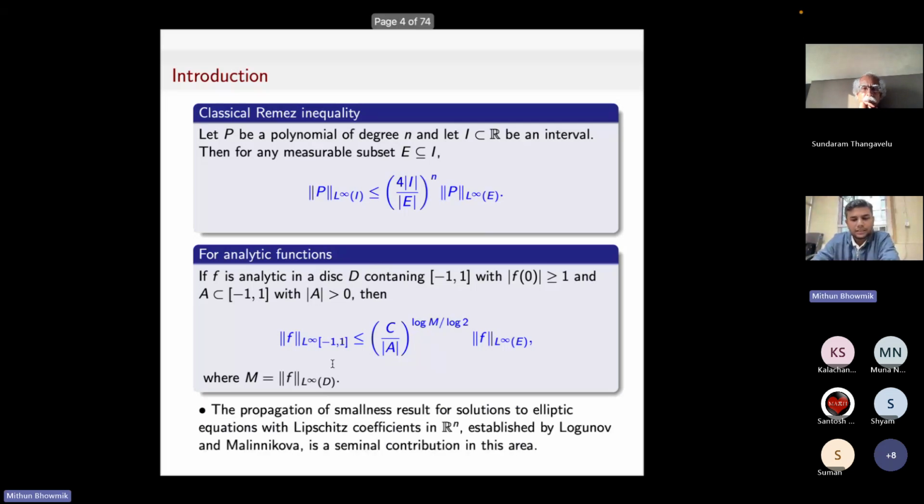There is a breakthrough result due to Logunov and Malinnikova in 2018, where Logunov proved this result, and it appeared in the proceedings of ICM 2018.